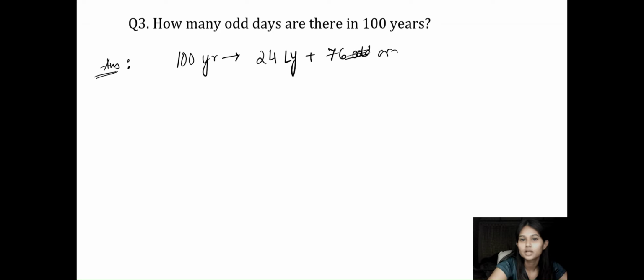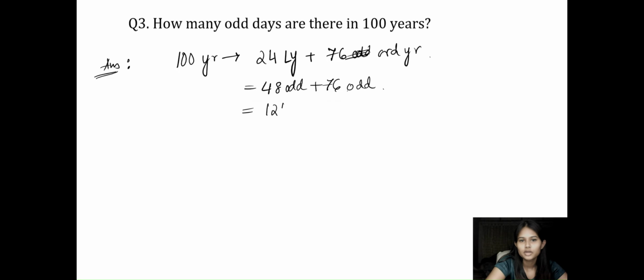So from 24, I get 48 odd days. From 76, I get 76 odd days, because an ordinary year has one odd day. If I add this, I get 124 odd days in total. Now, if I divide 124 by 7, what do I get?